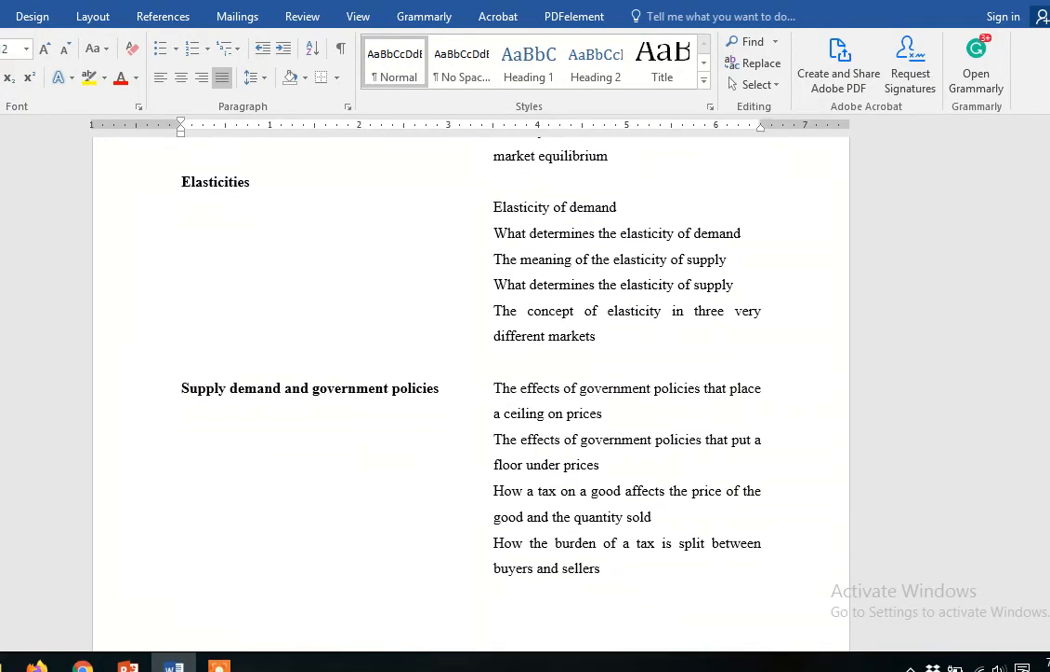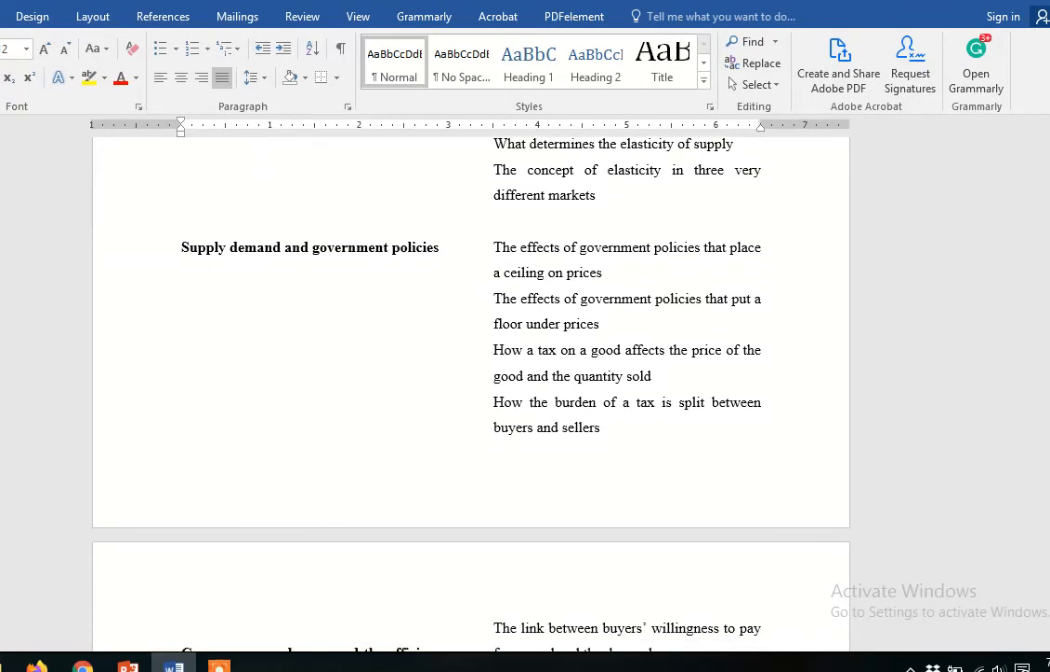The next section will be based on elasticities, like elasticity of demand. What determines the elasticity of demand? The meaning of the elasticity of supply. What determines this elasticity of supply? The concept of elasticity in three very different markets. We will discuss these concepts of elasticities in three different markets.